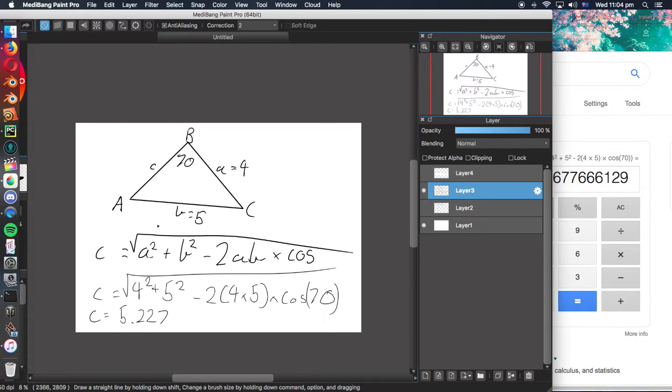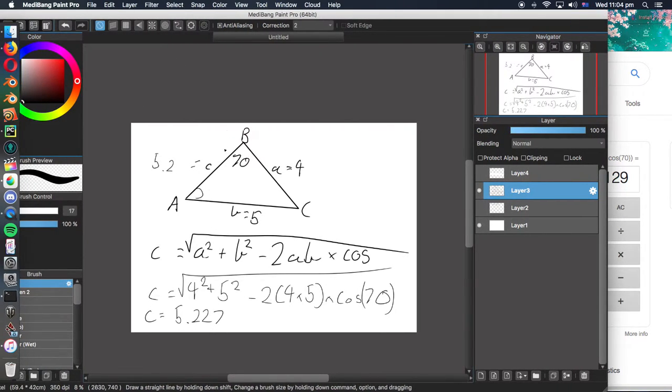That's all well and good, but now we have all these sides. So now this equals 5.227. That's a bit absurd. Let's just make it 5.2.